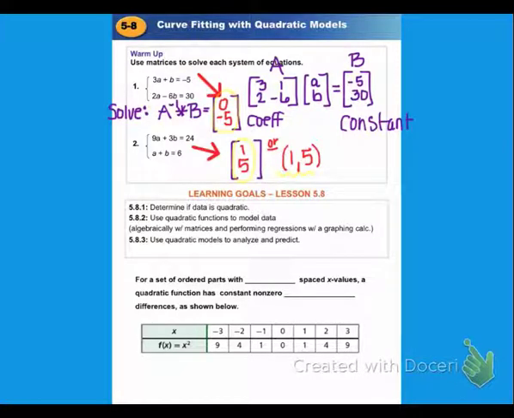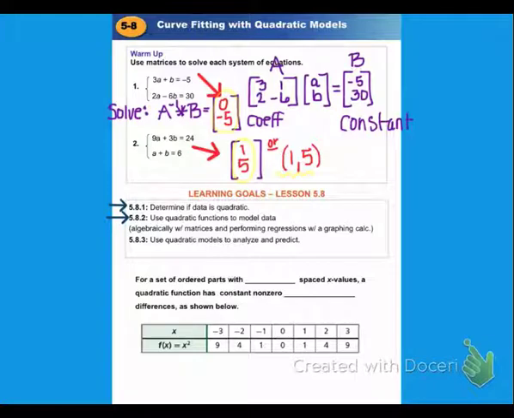So let's go ahead and take a look at our learning goals for today. Our first learning goal today is to determine if data is quadratic. So we're going to take a look at some data that's displayed in tables, and we're going to check to see if it's actually quadratic data. The second learning goal is we're going to use quadratic functions to model data.